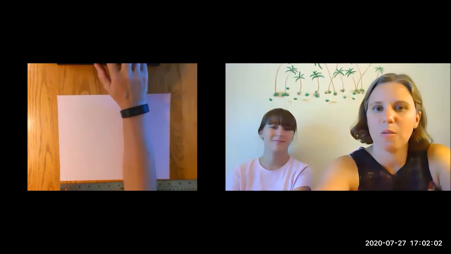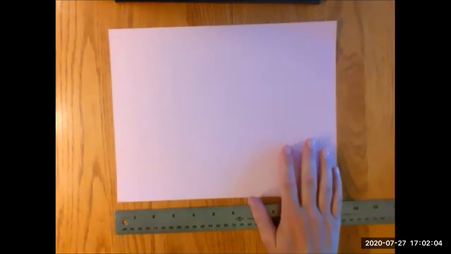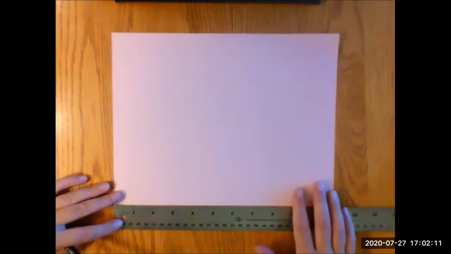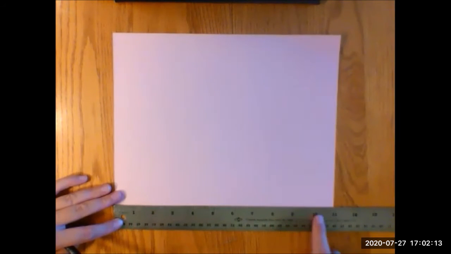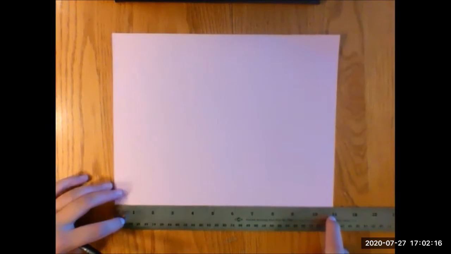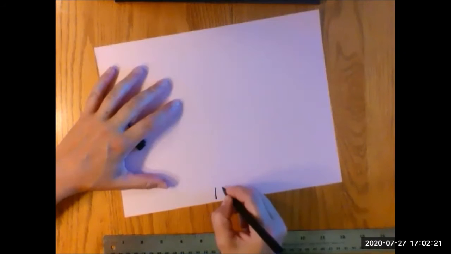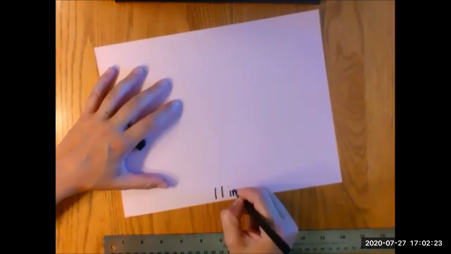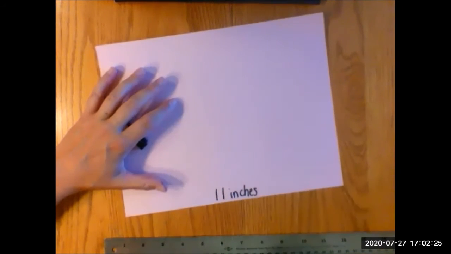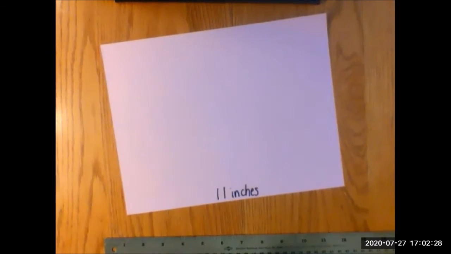I'm going to switch us to a view so you can see the paper closer, and maybe that will make more sense to you. Okay, so here is our rectangular piece of paper and our ruler. And I'm going to just push this ruler right up to the bottom here. And I'm going to look across, and it comes to 11 inches. And since I know that I can write on this piece of paper, I'm going to just label right here. This side is 11 inches.